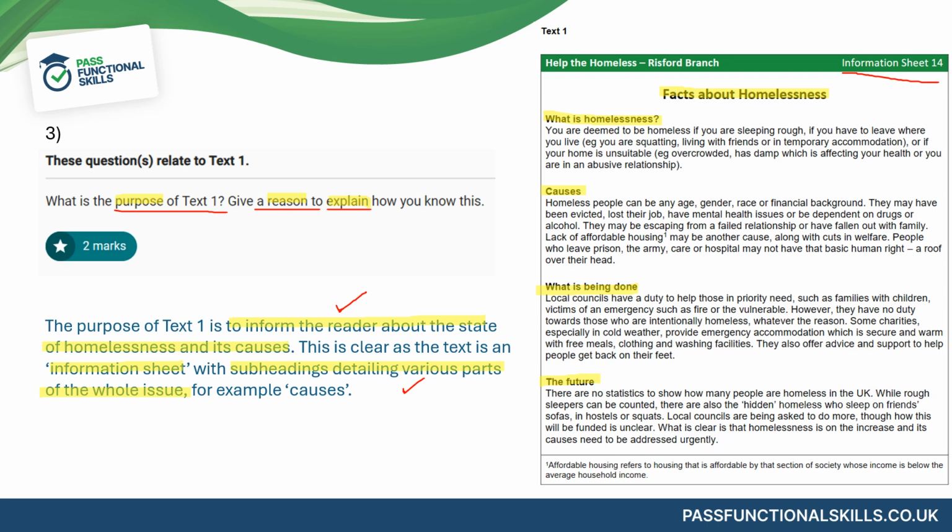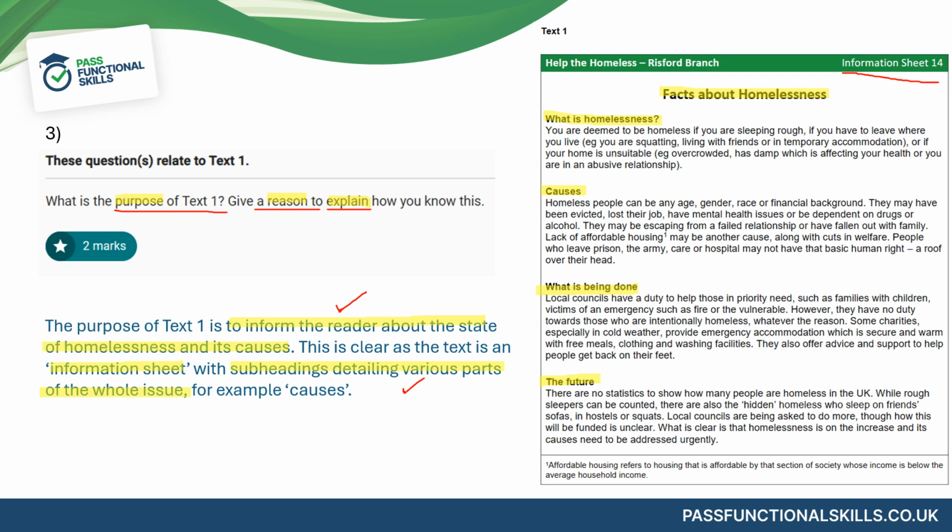So with questions like this, make sure that you answer the full question. If the question is asking you to give a reason or to explain how you know this, you just need to tell the examiner how you worked that out from the text, or which part of the text gave you the answer.